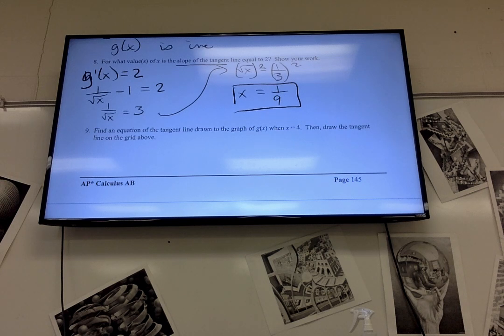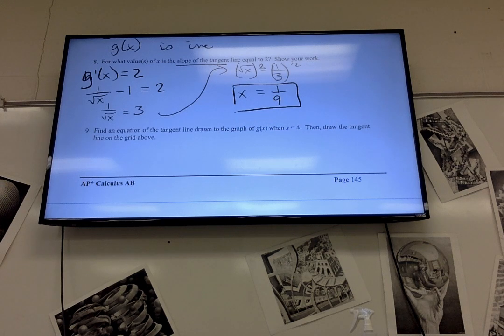Now, by the way, Daniel, here's what you were talking about: number 9. Find an equation of the tangent line drawn to the graph of g of x when x equals 4. Then draw the tangent line on the grid above. Do we have to do this again? The thing above us?